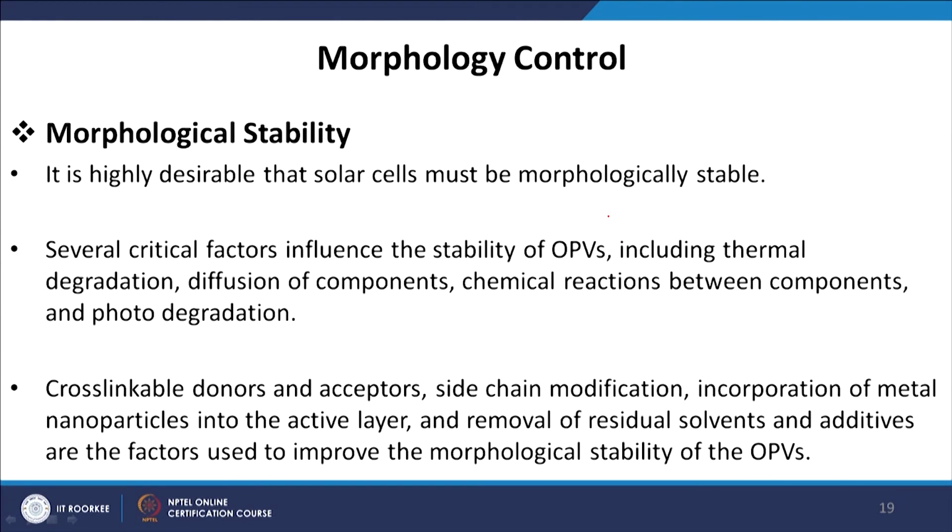The next important aspect is the morphological stability. It is highly desirable that the solar cell must be morphologically stable. Several critical factors influence the stability of OPVs, including thermal degradation, diffusion of components, chemical reactions between components and photodegradation. Cross-linkable donors and acceptors, side chain modification, incorporation of metal nanoparticles into the active layer, and removal of residual solvents and additives are the factors used to improve the morphological stability of the OPV.